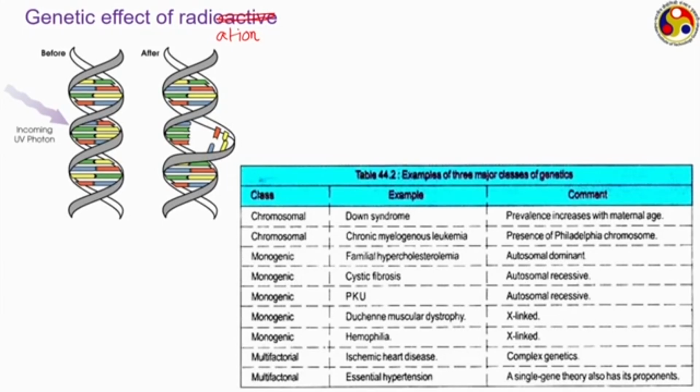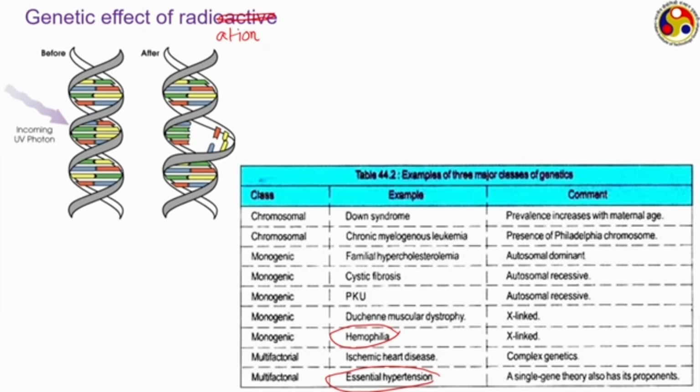Very commonly Down syndrome is one of the effects. We can have chronic myelogenous leukemia, or cystic fibrosis, hemophilia, and essential hypertension. These are all different kinds of effects that may come because of radiation. Again, these effects are also similar to any other kind of genetic effects.